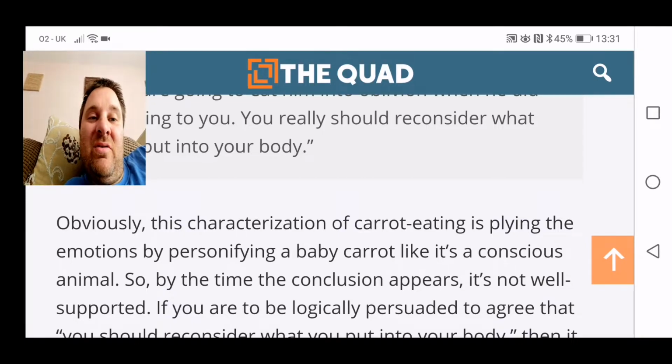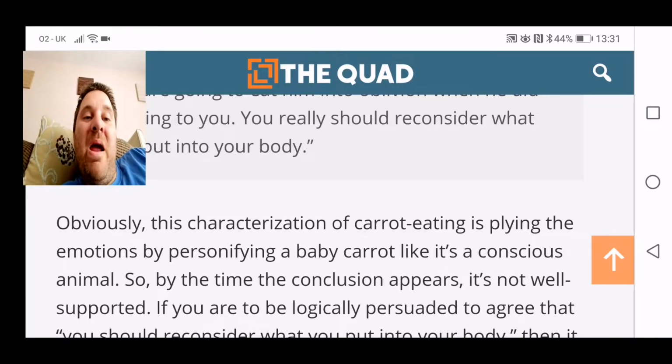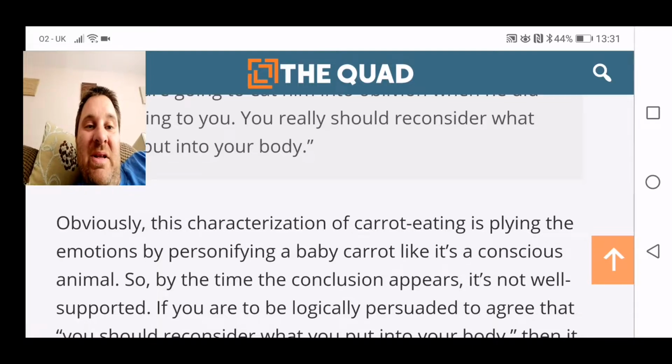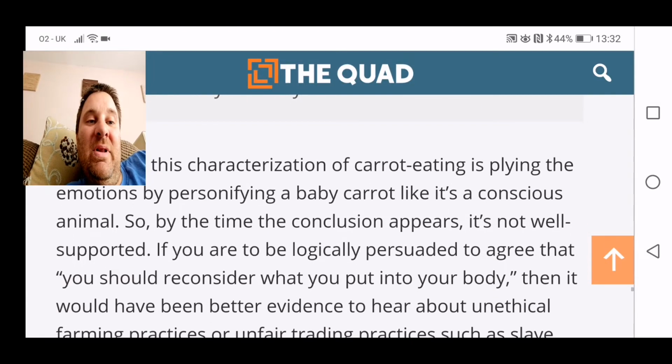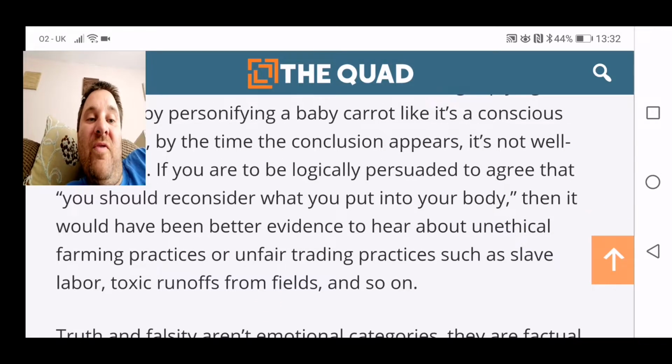Obviously, this characterization of carrot eating is playing on the emotions by personifying a baby carrot, like it's a conscious animal. So by the time the conclusion appears, it's not well supported. If you had to be logically persuaded to reconsider what you put into your body, then it would have been better evidence to hear about unethical farming practices or unfair trading practices, such as slave labour, toxic runoffs from fields, and so on.